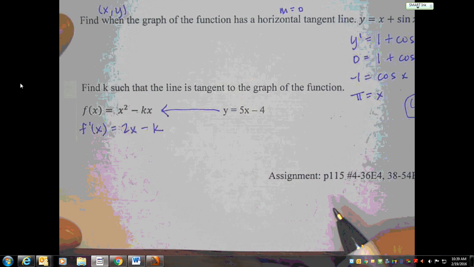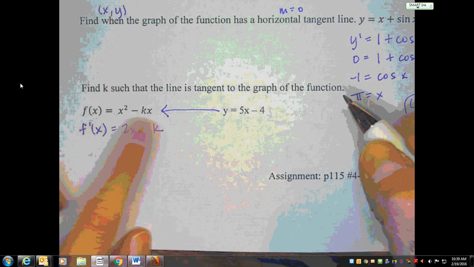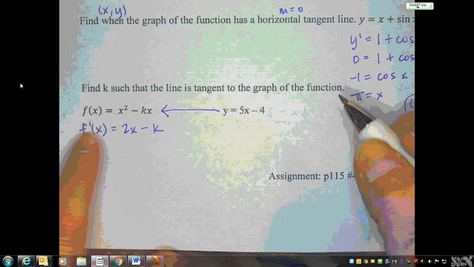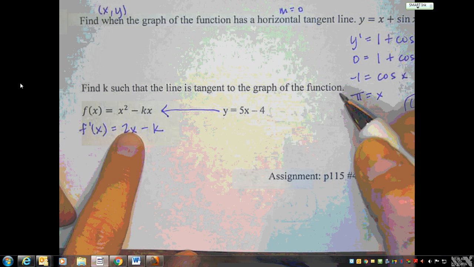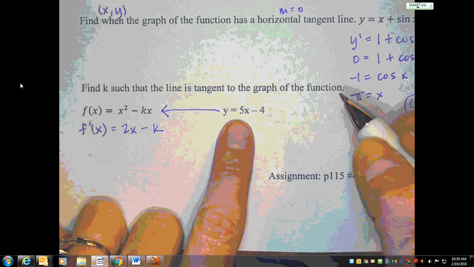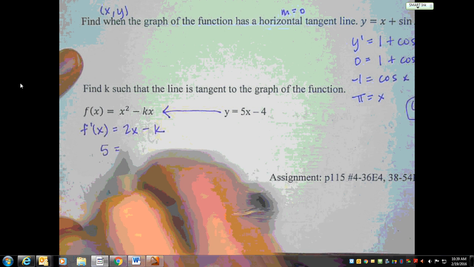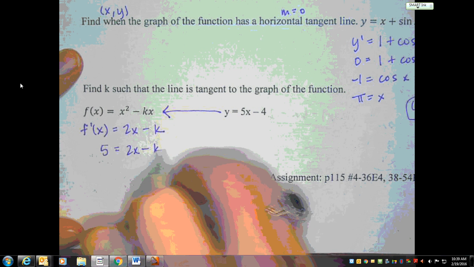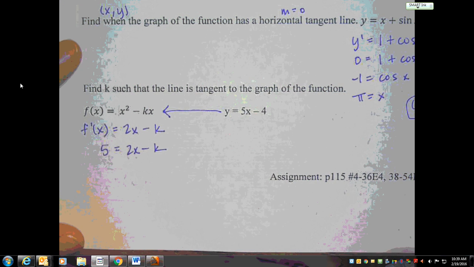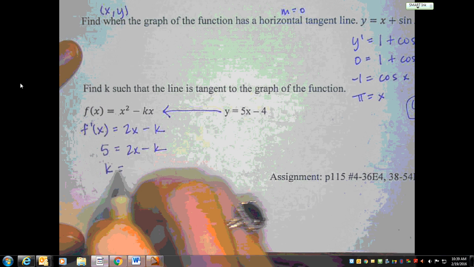Okay, for this, what do we need this slope to be? 5, and that came from this guy over here. So we have 5 equals 2x minus k. I like to solve for k, so let's get k by itself. I'm going to add k to both sides, and if it doesn't freak you out, I'm going to subtract 5 at the same time.